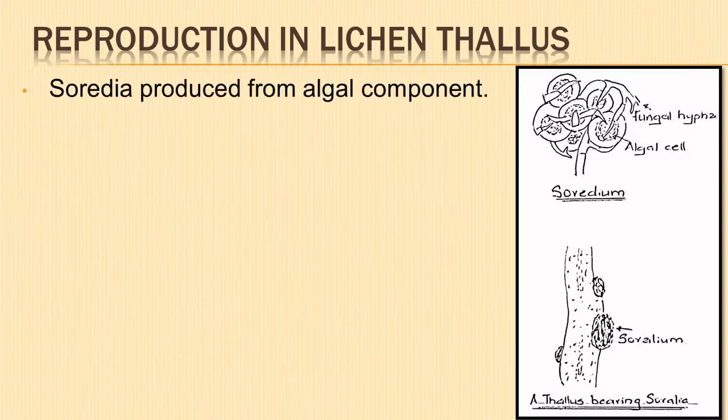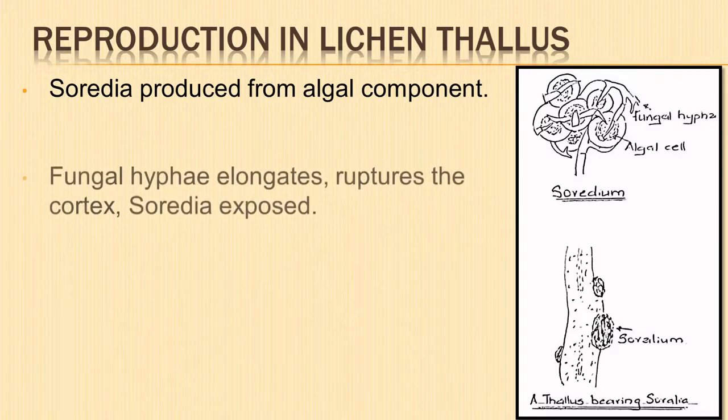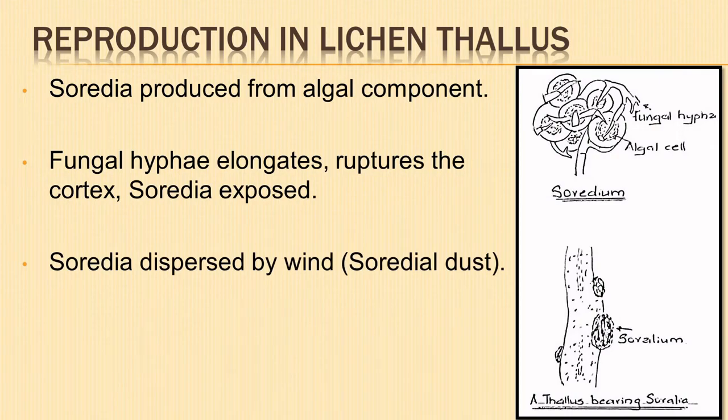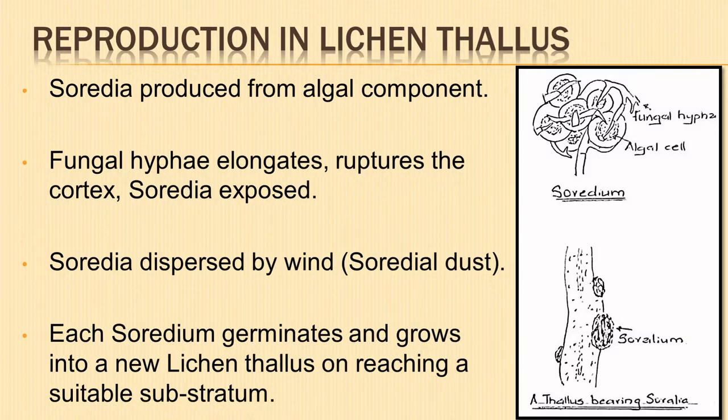Soredia are produced from the algal component of the lichen thallus. The soredia are exposed when the fungal hyphae elongate, resulting in the rupture of the cortex. They are easily dispersed by wind. They may form a grey coating of soredial dust on the trees. On reaching a suitable substratum, each soredium germinates and grows into a new lichen thallus.